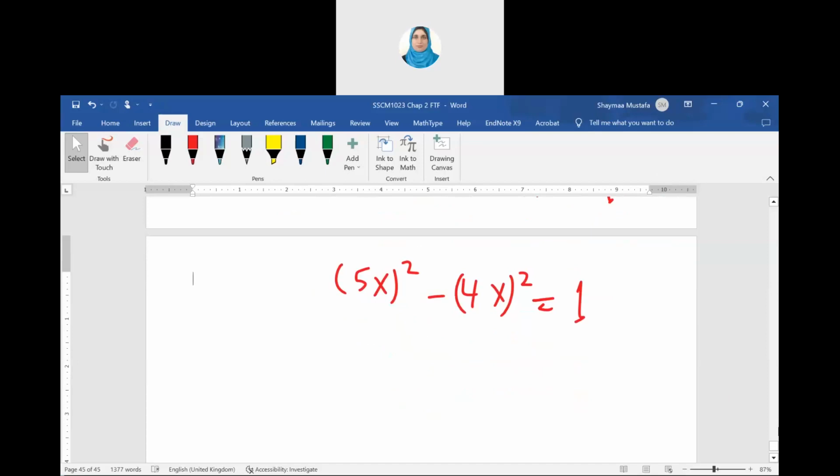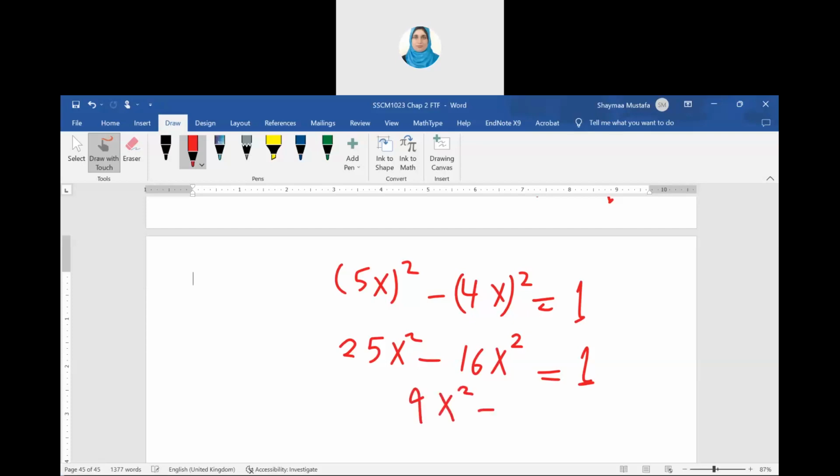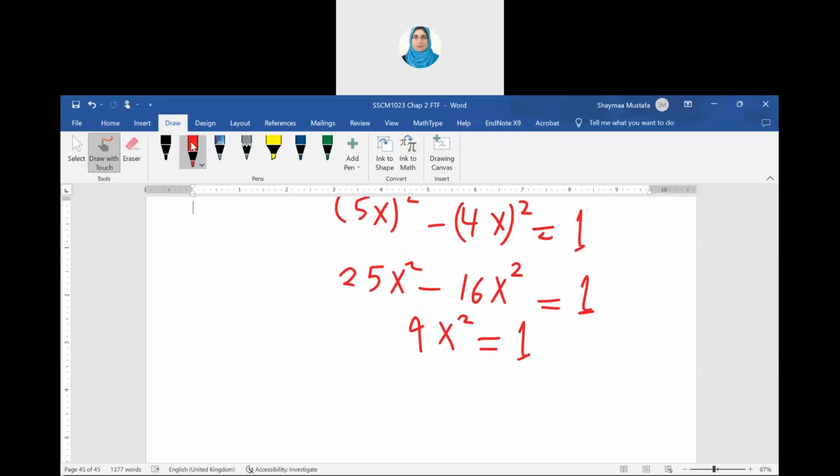Now I will solve this equation. (5x) squared means 25x squared, minus 16x squared is equal to 1. 25x squared minus 16x squared is 9x squared, equal to 1. So you have that 9x squared equals 1, which means that x squared is 1 over 9. Take the root, so x will be equal to plus or minus 1 over 3.